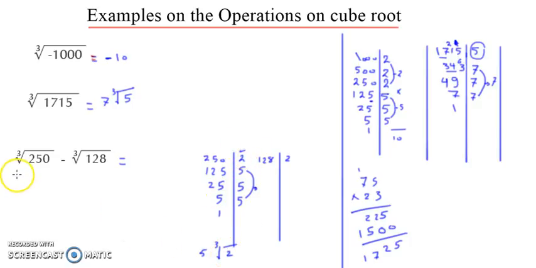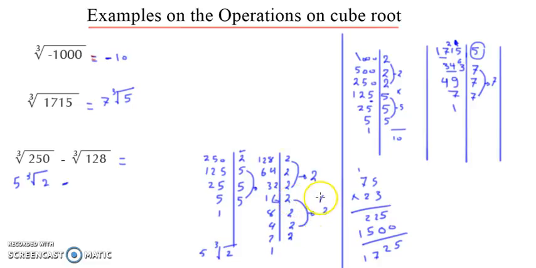Okay, so the answer of the first is 5 cube root of 2, minus, let's factorize 128. 128 divided by 2 is 64. Dividing by 2 is 32. Dividing by 2, 16. Dividing by 2, 8. Dividing by 2, 4. Dividing by 2 is 2. Dividing by 2 is 1. And from every three 2s we take only one 2. So 1, 2, 3, this is also 2.